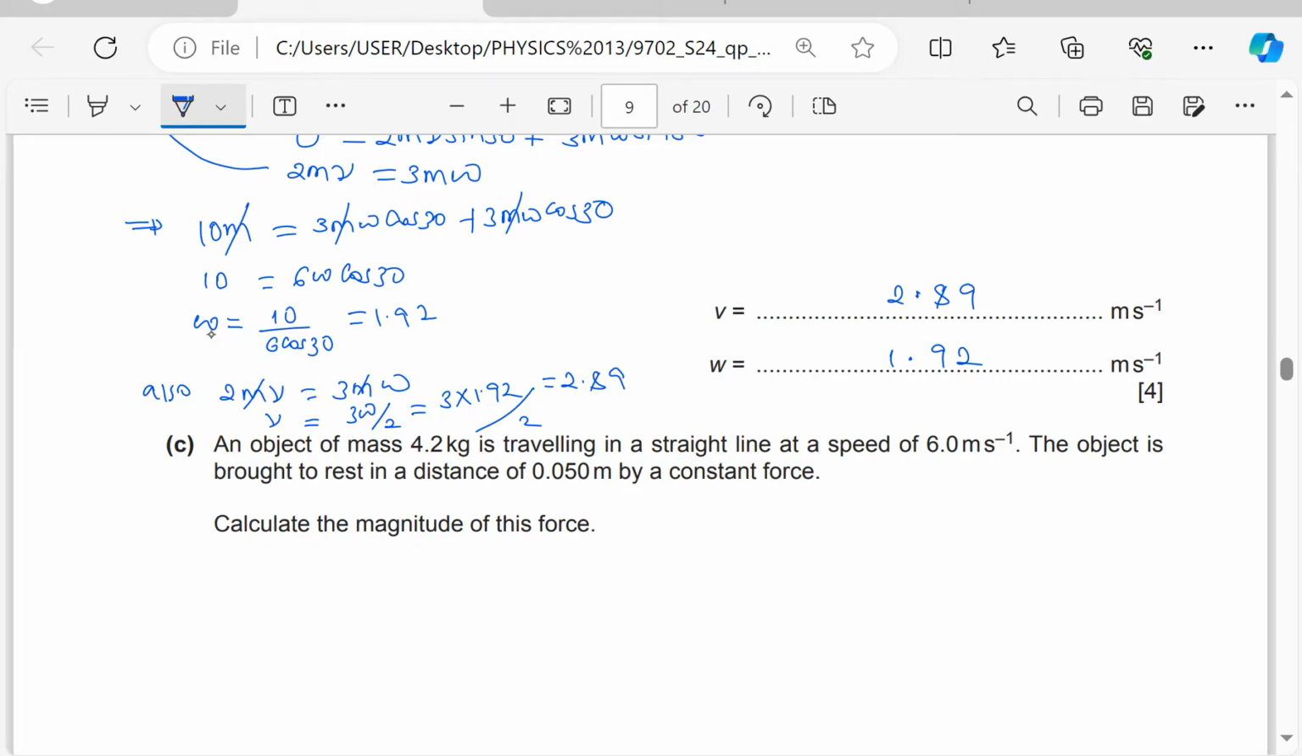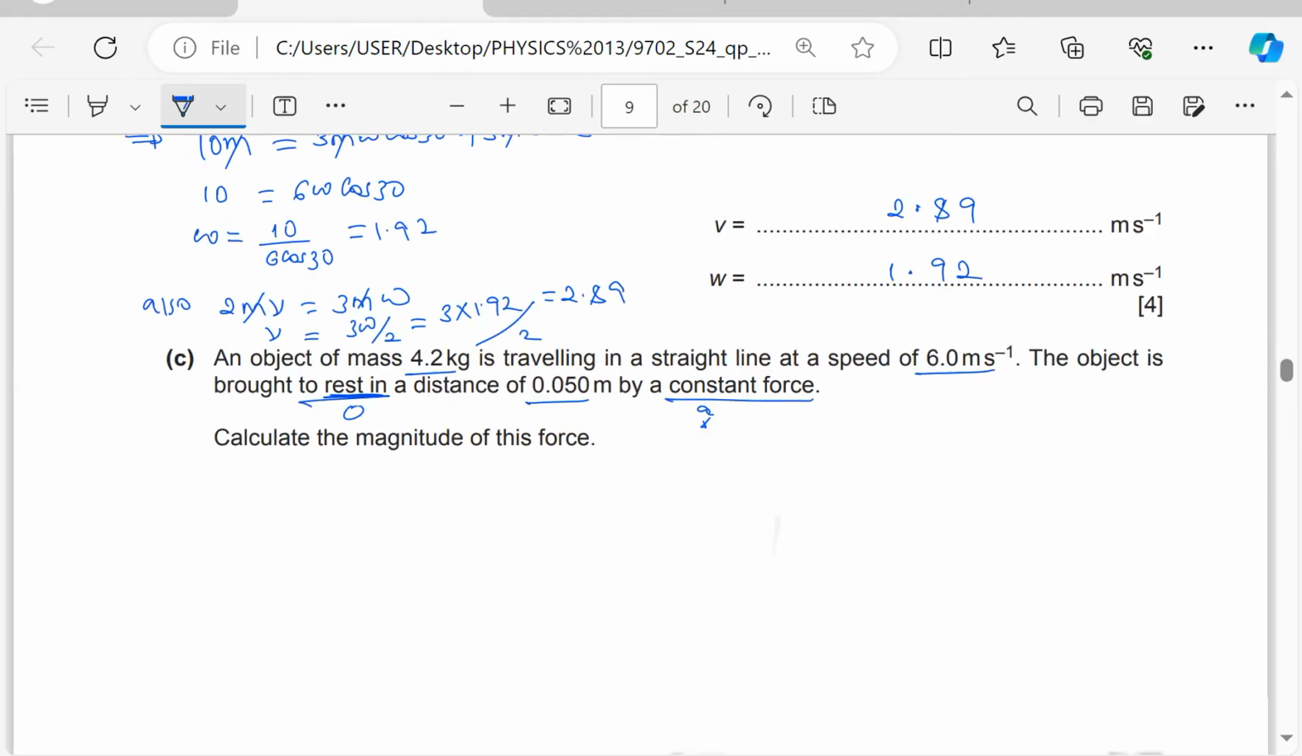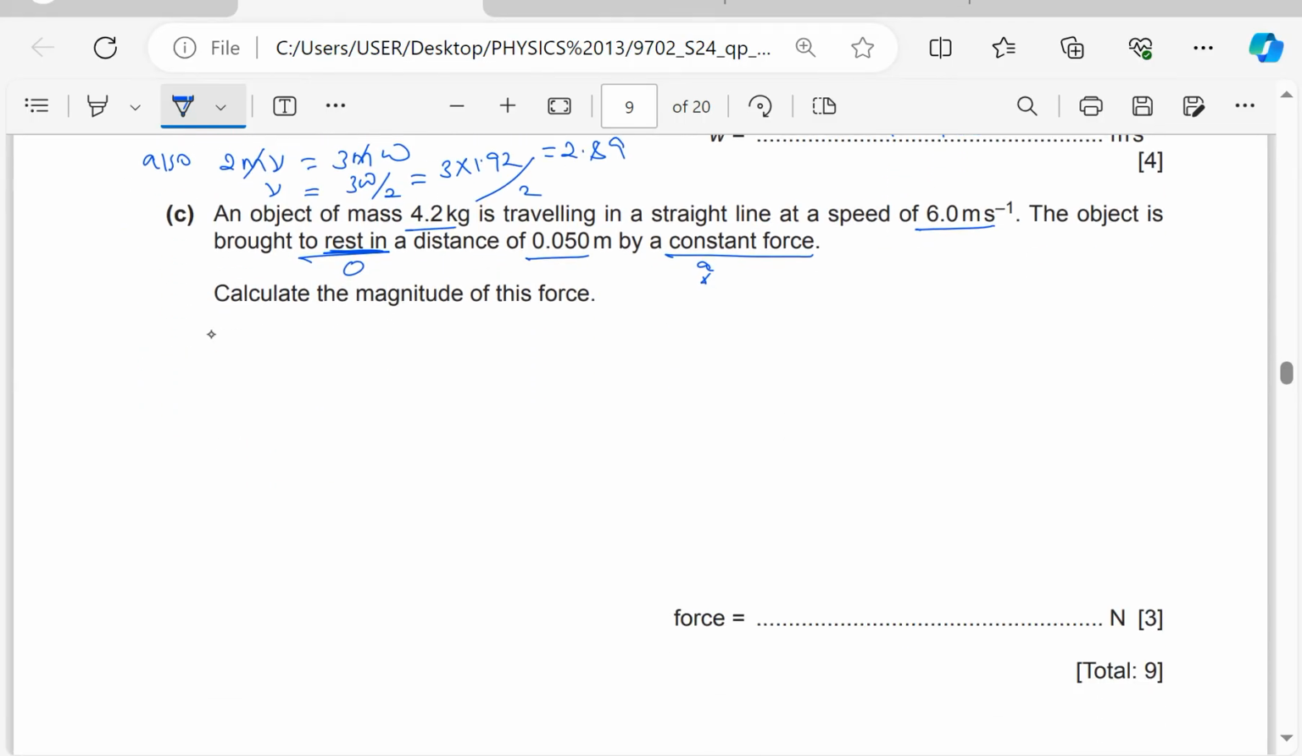Then an object of mass 4.2 kilograms is traveling in a straight line at a speed of 6 meters per second. The object is brought to rest, that means the final velocity goes to 0, in a distance of 0.05 meters by a constant force. The force is constant, means the acceleration is also constant, and always remember that if the acceleration is constant, equations of motion can always work. Calculate the magnitude of this force. There are several ways of doing this. I'll use the simplest, which is conservation of energy. As it is brought to rest, it loses kinetic energy.